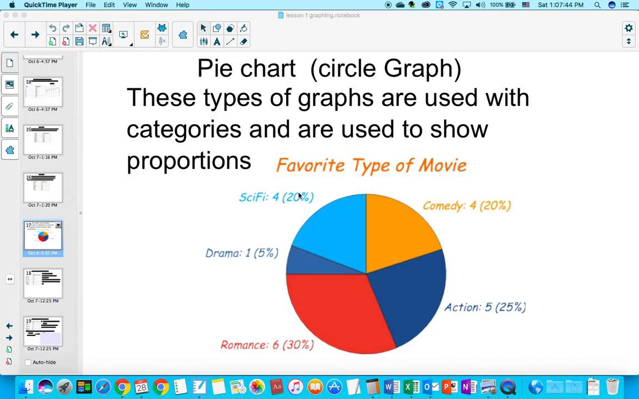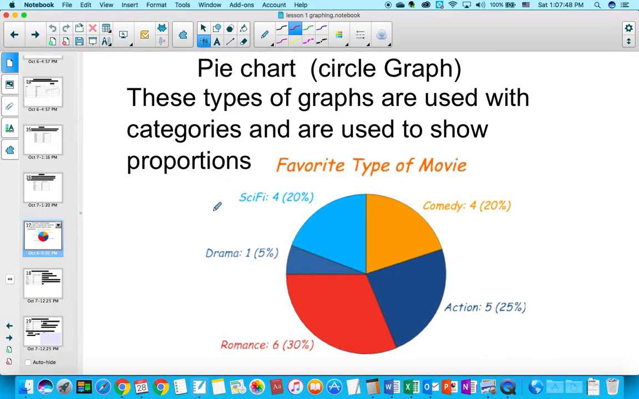Once again, pie charts are used to show proportions, and just like bar graphs, they need distinct values, or sorry, distinct categories. Comedy doesn't become action, action doesn't become romance. There's some overlap, yeah, action comedies and so on, but they are their own categories.